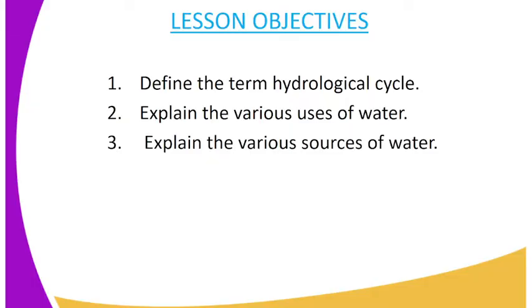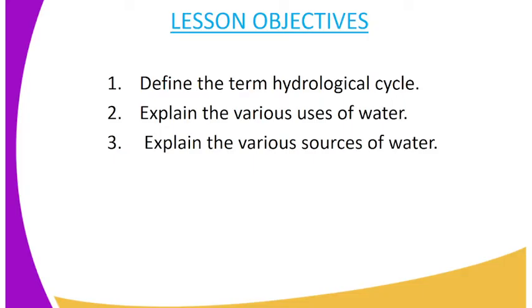Wanyoike, an agriculture teacher. In today's lesson, we are in Form 1, Lesson 32, and the topic is water supply, irrigation and drainage. On to the subtopic, we are on water supply. On to the lesson objectives. The lesson objective number 1: by the end of this lesson, you are supposed to define the term hydrological cycle.